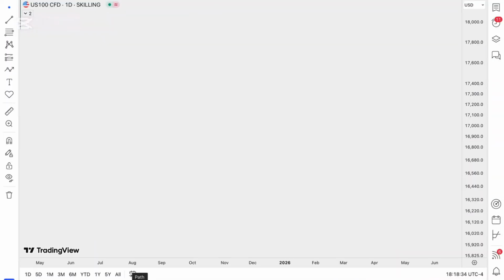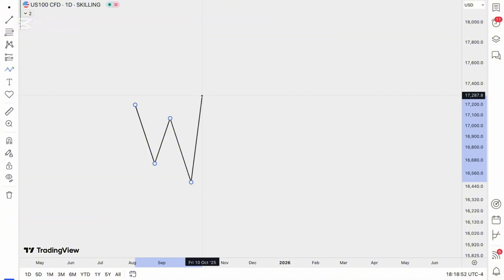So the first entry model is going to be a break of structure and a retest of an area of interest. Alright, so let's say we're coming down to a key level, right? And then we have price breaking through the previous high before we touch the key level. So this would be our previous high right here. The first thing we need to see whenever price breaks through this level is a full body closure of the candle. Right? I don't want to see a wick close.